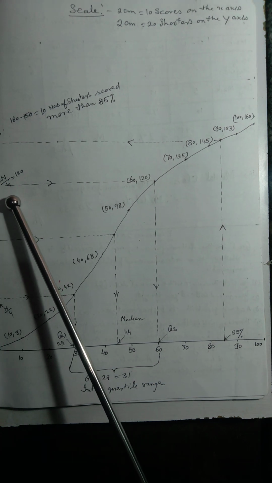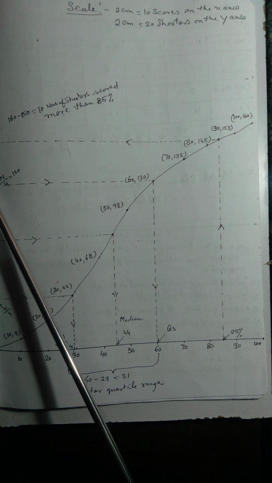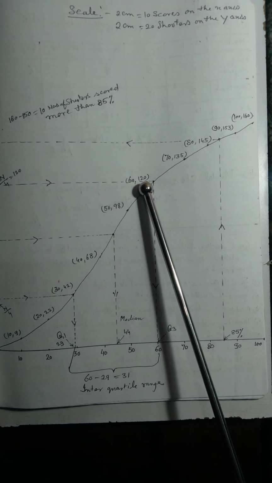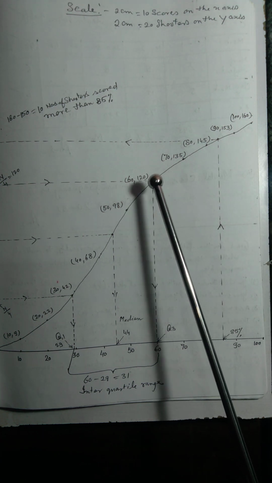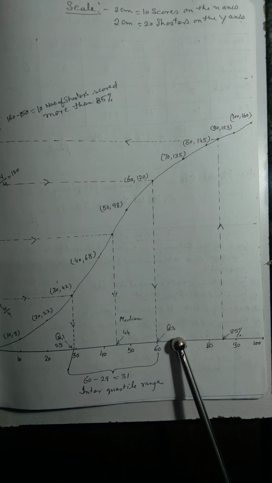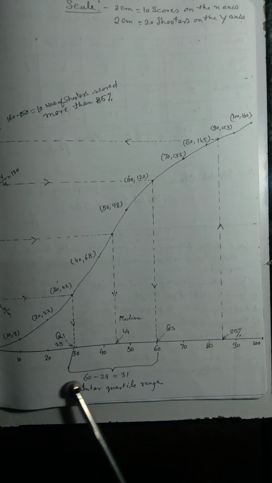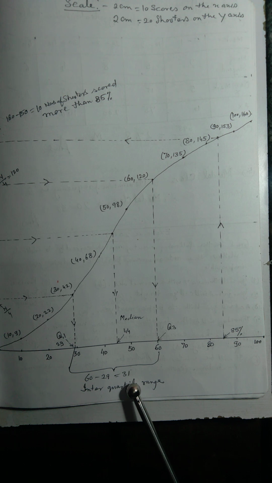Similarly for the third quartile, that is 3n by 4, that is 120. It will be on this point. From there you draw a line parallel to the x-axis which intersects the ogive curve at this point. From there again you drop a perpendicular to the x-axis and you will get the third quartile, that is 60. So the interquartile range will be 60 minus 29, that will be equal to 31.